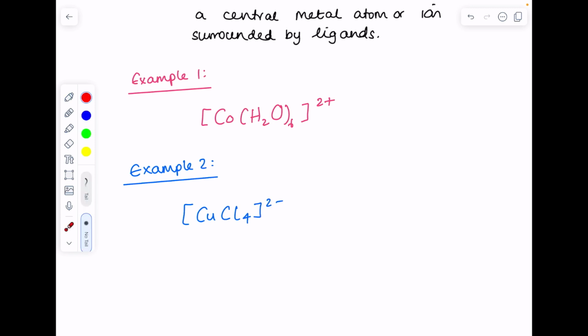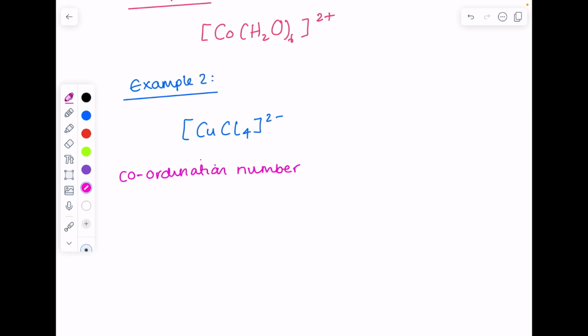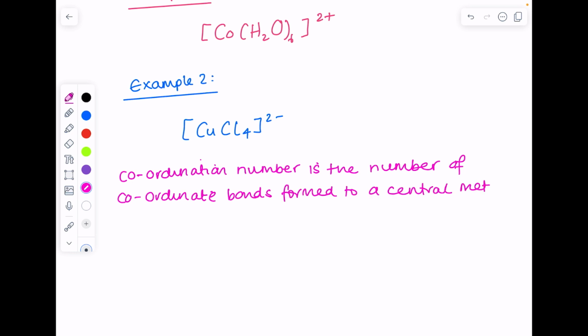In our second example here, again, we can see our square brackets. This 2 minus here and the 2 plus here represents the overall charge of the complex. And then the 4 here represents the number of each type of ligand surrounding the central metal ion. In the case of water, it was 6. Now the coordination number is the number of coordinate bonds formed to a central metal ion.